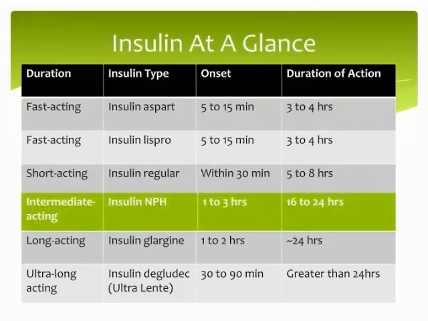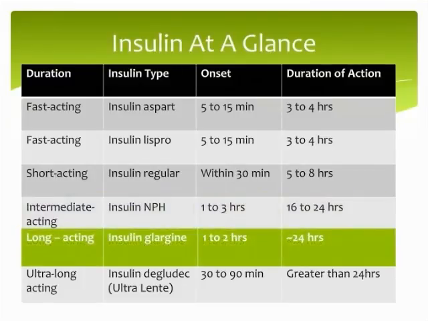Intermediate-acting insulin includes NPH, which helps to regulate blood sugar over several hours. This type of insulin is often given at bedtime to help control blood sugars overnight. NPH begins working 1 to 3 hours after injection and will last for 16 to 24 hours.